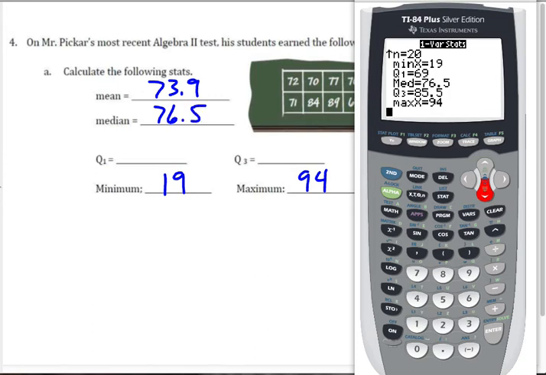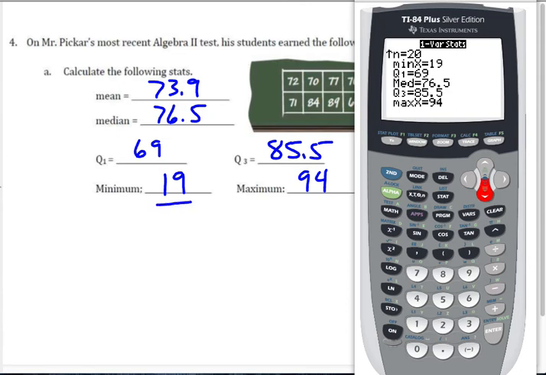Median, MED, median, that's 76.5. Q1 is 69. That's your first quartile. That's the first 25% of your data. Median represents the 50% of your data, and your Q3 is 85.5. 76.5 for your median. It's 76.5 because there wasn't one number in the middle, so I took the two numbers in the middle, added them together, and divided by 2.